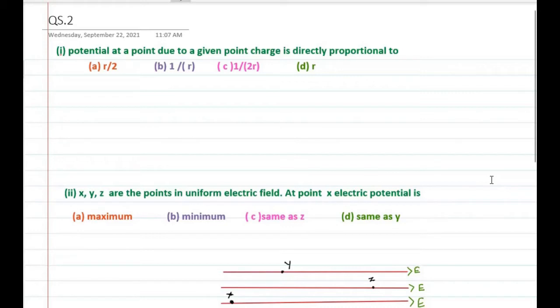Next question is, potential at a point due to a given point charge is directly proportional to. So we know the formula, electric potential V is equal to KQ divided by R, right? So what is the relation between the electric potential and the distance R? They are inversely proportional. So V is inversely proportional to R. If the distance is very far away from the positive charge, then the potential will be lower. The distance increases, potential will get what? Decreases. So the answer is option B.